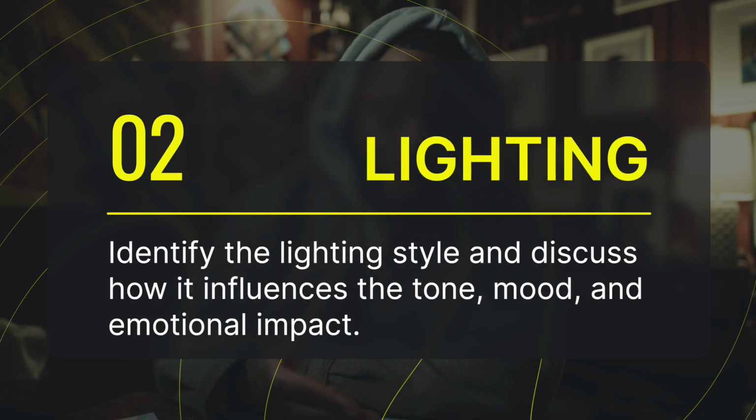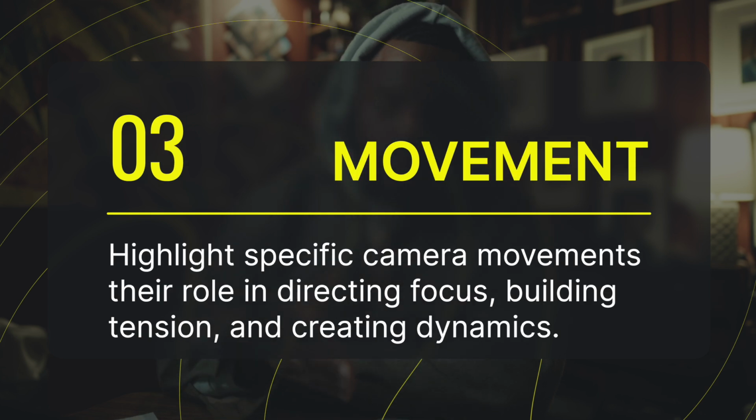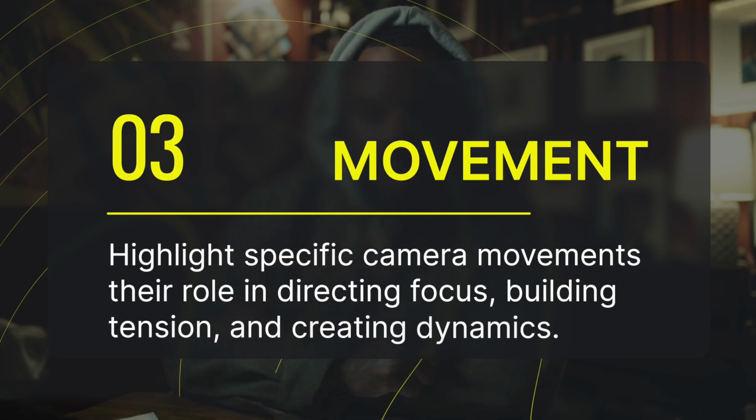Then we're going to break down lighting techniques. We're going to identify the lighting style, whether it's natural lighting, external lighting, high key, low key, etc., and discuss how it influences the scene's tone, the mood, and the overall emotional impact. Then we're going to explore camera movements. We're going to highlight the specific camera movement, whether it's handheld, dolly, pan, or tilt, and the role it plays in focusing direction, building tension, and conveying the dynamics of each character.